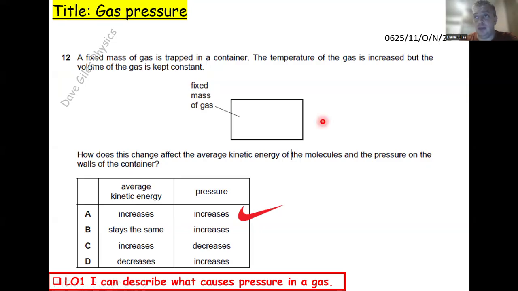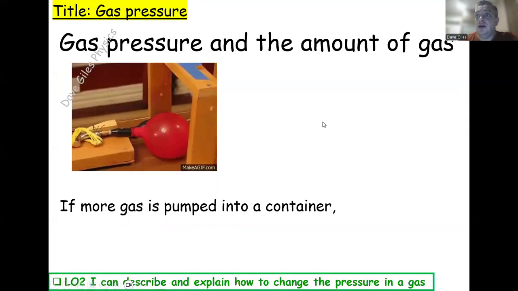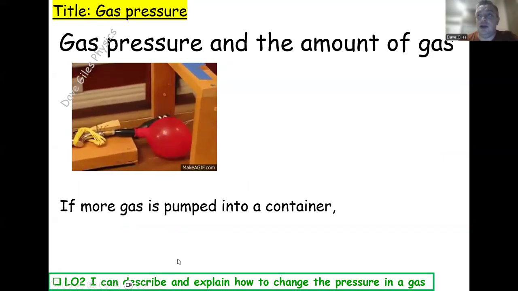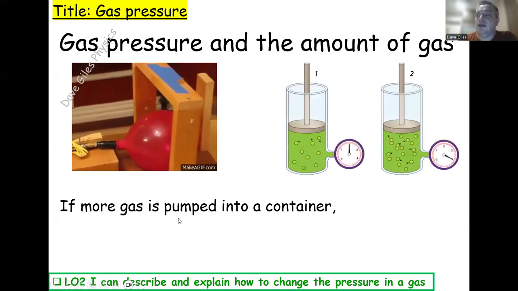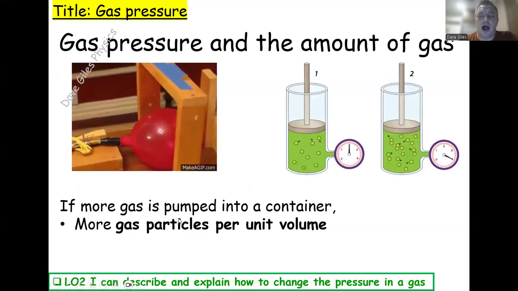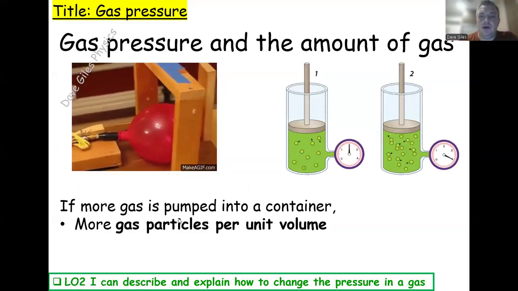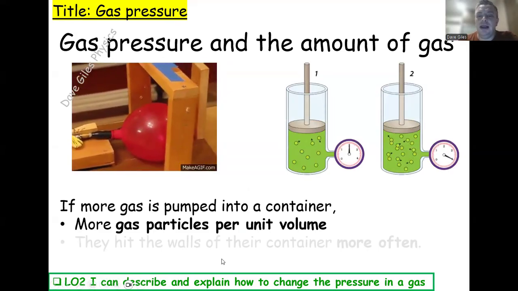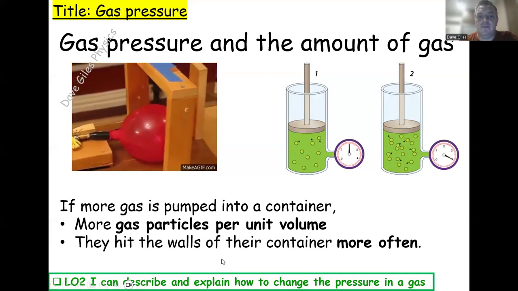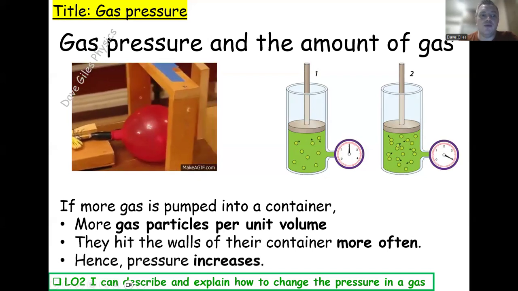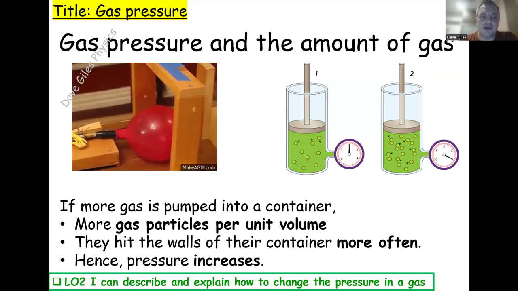So that's the first learning objective complete. The second learning objective is about describing and explaining how to change the pressure in a gas. If more gas is pumped into a container, then you get more gas particles per unit volume. So you're going to end up getting more collisions with the wall of the container, which will increase the pressure inside that container.